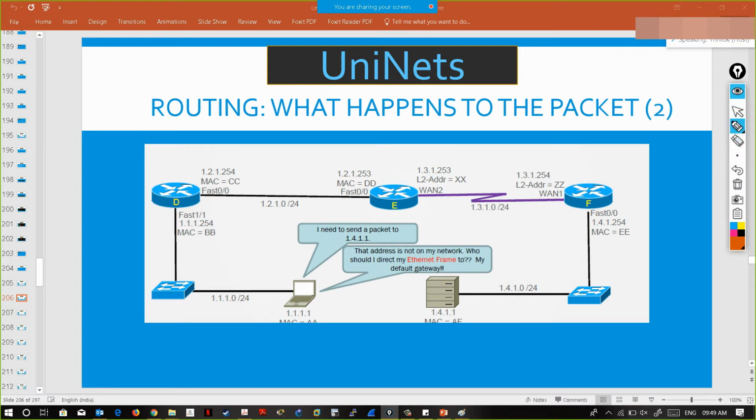immediately my laptop will check whether 1.4.1.1 is in its network or out of the network. How it does the AND operation, I will discuss. It will convert this 1.4.1.1 IP into binary, and it will take the subnet mask of the laptop. It takes that, and again converts that into binary. Suppose this is 1.4.1.1, right? And my subnet mask will be 255.255.255.0. So 255, all will be ones.